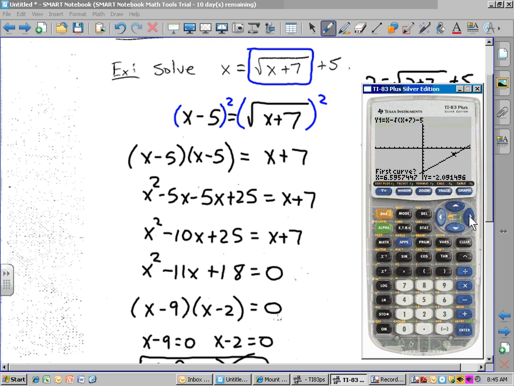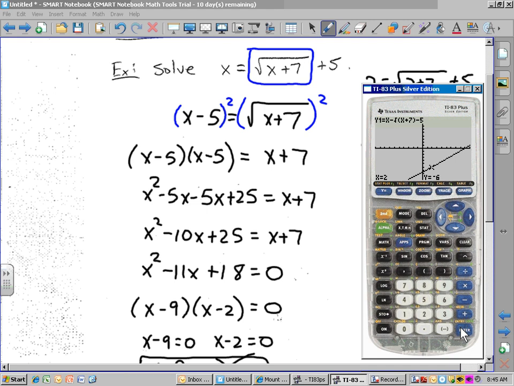Put the x as close as you can to the x-intercept, and we get 9. What's happening at 2? Well, let's calculate the value at 2. We're getting something else. So it doesn't work. The only x-intercept, the only solution to this problem is 9.